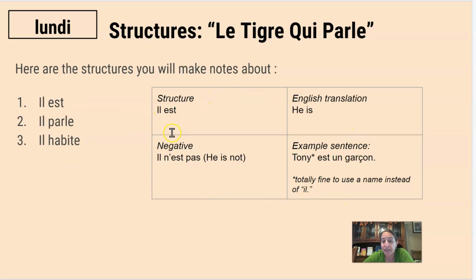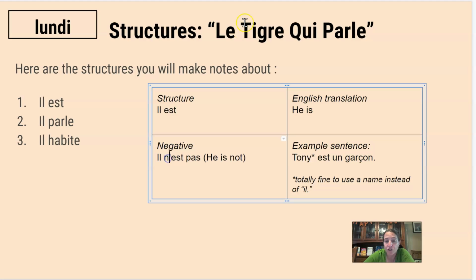So if your structure is il est, the English of that is he is. The negative, il n'est pas. So that's what you're going to write in this box. And then for these other ones, again, you're just going to put ne and pas around the verb. Now, instead of ne, we actually just have n apostrophe because est begins with a vowel. Saying ne there just doesn't roll off the tongue very easily. So when we have ne in front of a vowel, that ne just changes to n apostrophe.